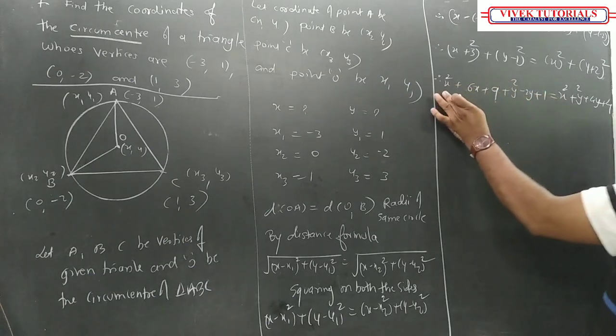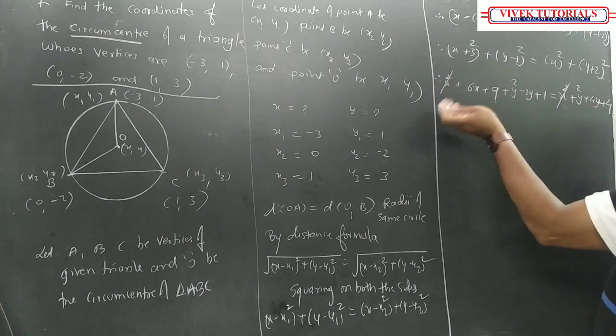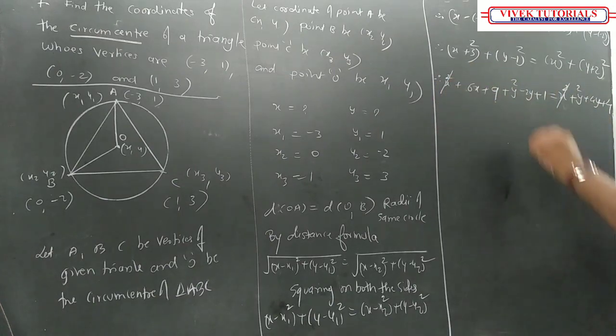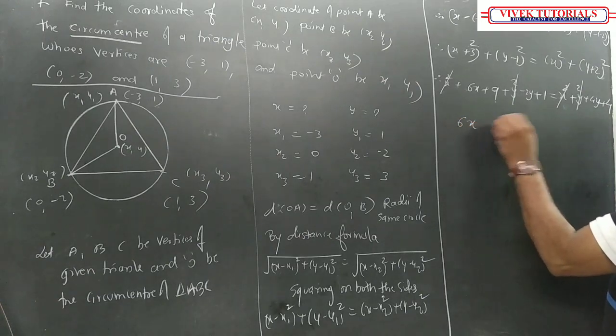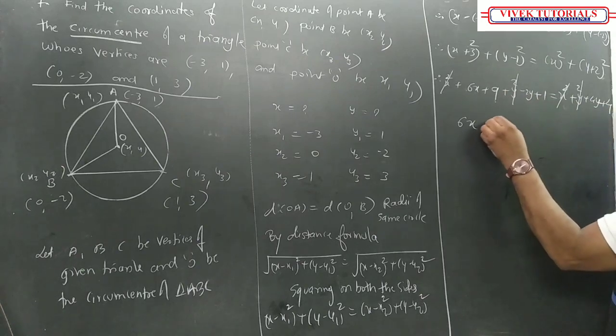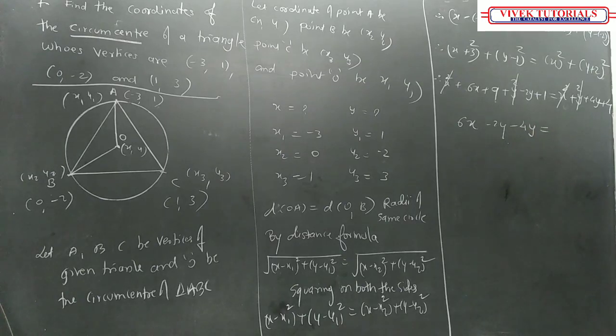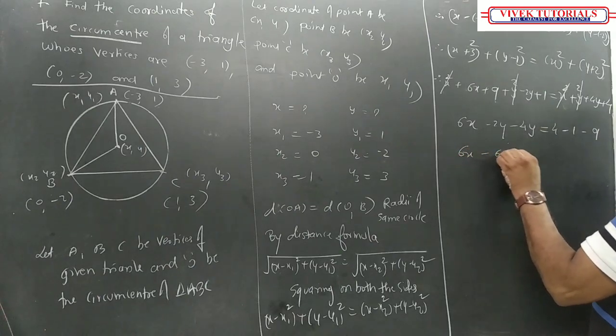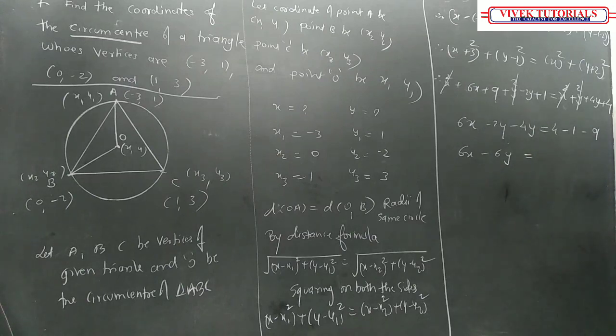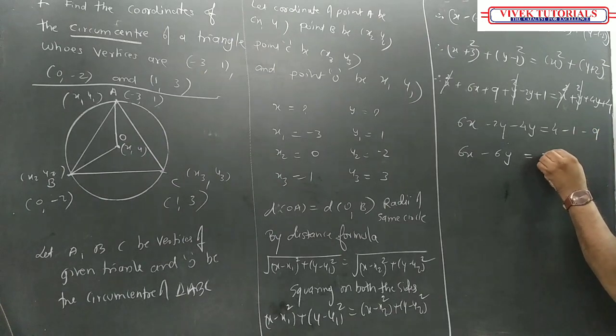Here, the x square and x square will get cancelled. When they are having same sign, we can easily cancel it. Y square gets cancelled. And what we are getting is 6x. Now no x term is there. Minus 2y, if I transfer on that side, it becomes minus 4y. 4 minus 1 minus 9. So we are getting 6x minus 6y is equal to 4 minus 1 is 3 and 3 minus 9 is minus 6.